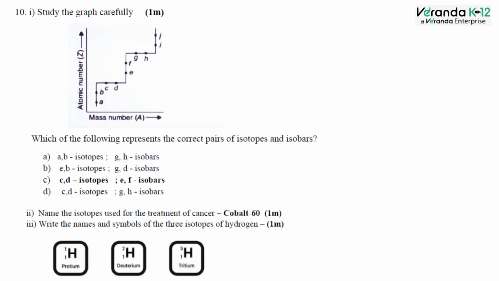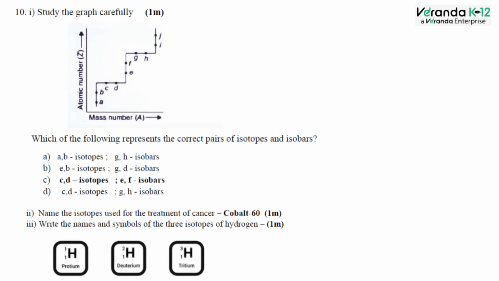So here you can see the graph is plotted between atomic number and mass number. Which of the following represents the correct pairs of isotopes and isobars? So the correct answer is option C. C, D are isotopes and E, F are isobars. Because here you can see in isotopes, the atomic number is the same, but the mass numbers are different. And for E, F isobars, mass numbers are the same, but the atomic numbers are different. That you can clearly see in the graph itself.